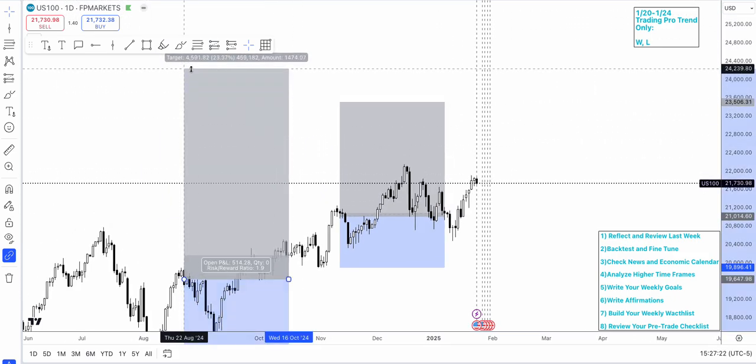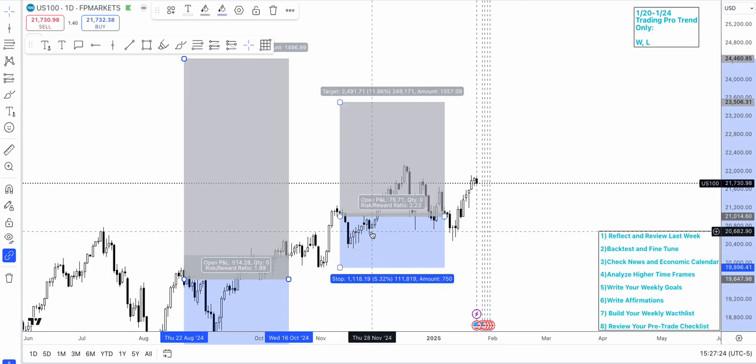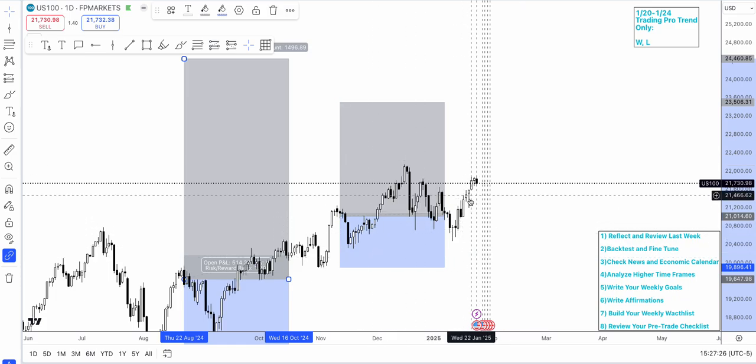I don't want to say I expected it, but I was anticipating that it was going to sweep this liquidity here and then bounce back up to the upside, which it actually did pretty much exactly. It went a little bit past it, swept, and then reversed.